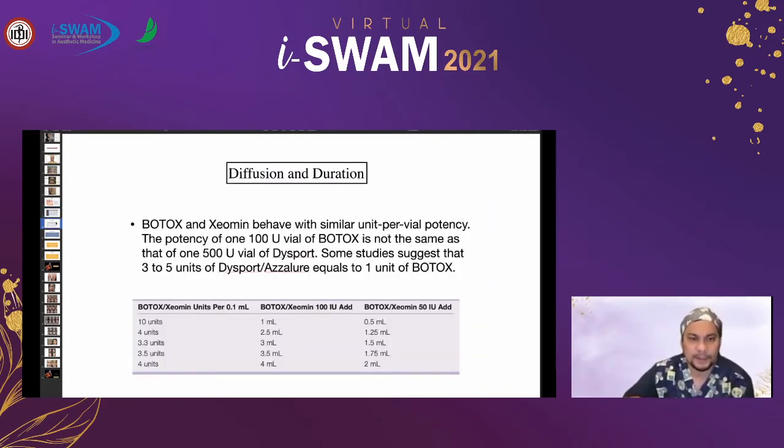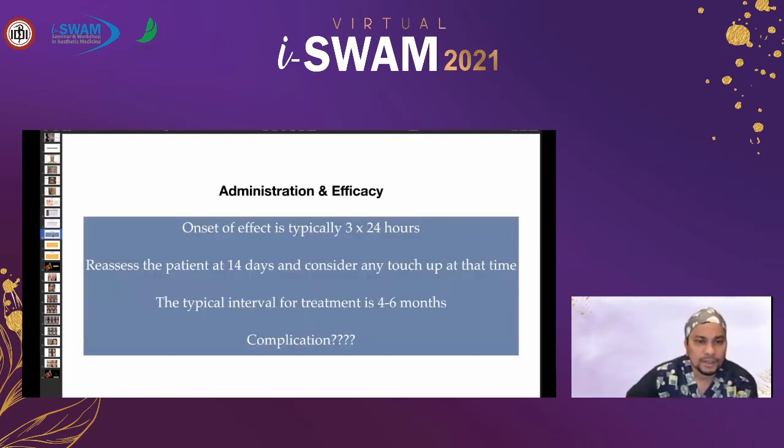Honestly, I never used this brand, but from the literature that I read, for this one you need a dose about 3 times higher than other Botox or Xeomin. The onset of effect of this botulinum toxin is typically 3 times 24 hours.